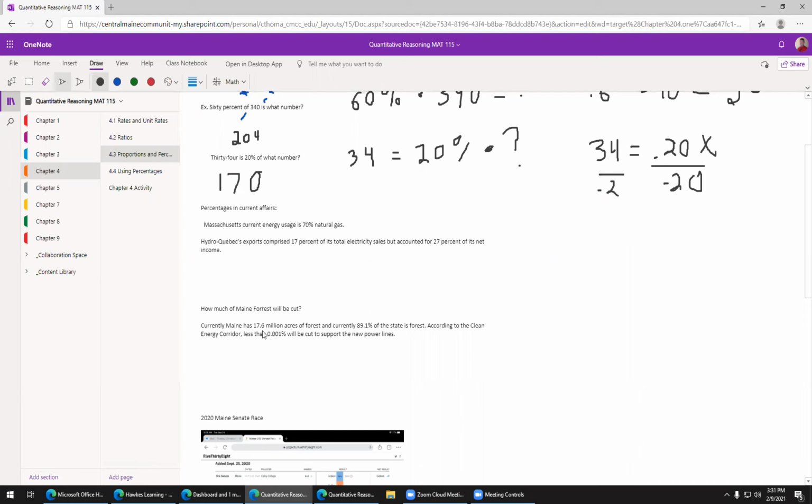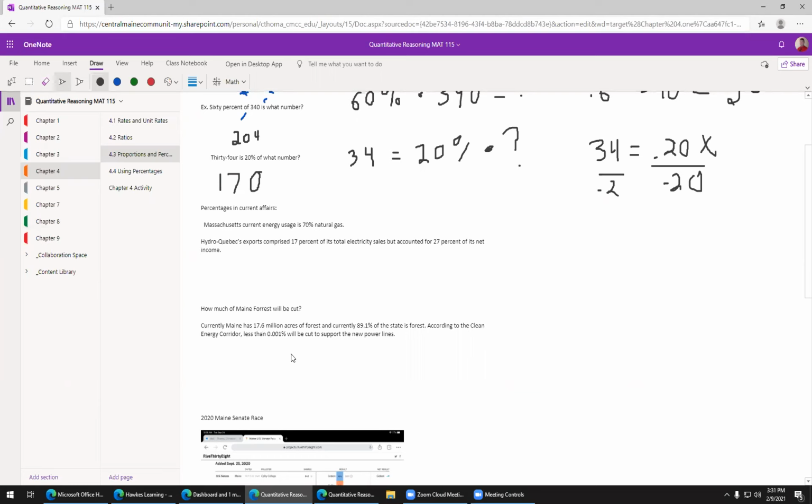So if we take the math, how much of the forest is actually going to get cut? According to the Clean Energy Corridor, they're only going to cut this much. Again, how much is actually going to get cut, we won't know until they actually cut. So what they're saying is they are only going to cut 0.001% to put in the new lines.